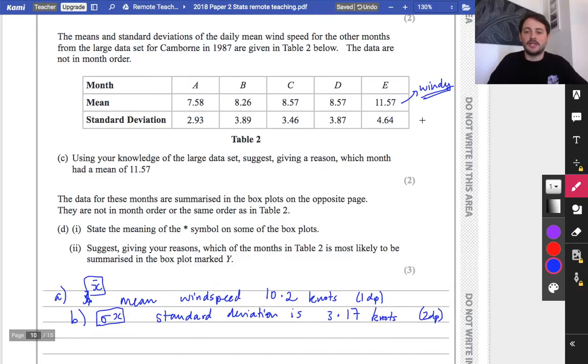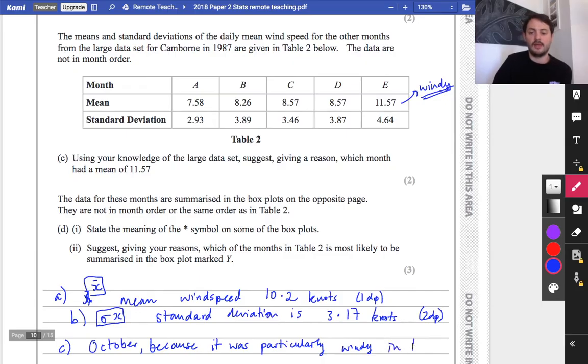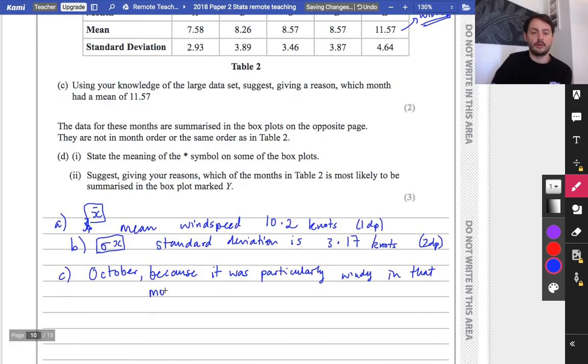When is it windy from the large data set? You need to know this, but they're actually quite generous. They just let you have a mark if you can explain some of these things. So for part C, you should know it was particularly windy in October in 1987. However, they would accept, for both of the marks, sorry, if you said September as well. I'm going to show you the mark scheme in just a second. Giving a reason: the month I would suggest is October, because it was particularly windy in that month. Or you could say something like autumn has windy months. I'll show you in a second, you don't have to have October, there are other things that they would accept as well.